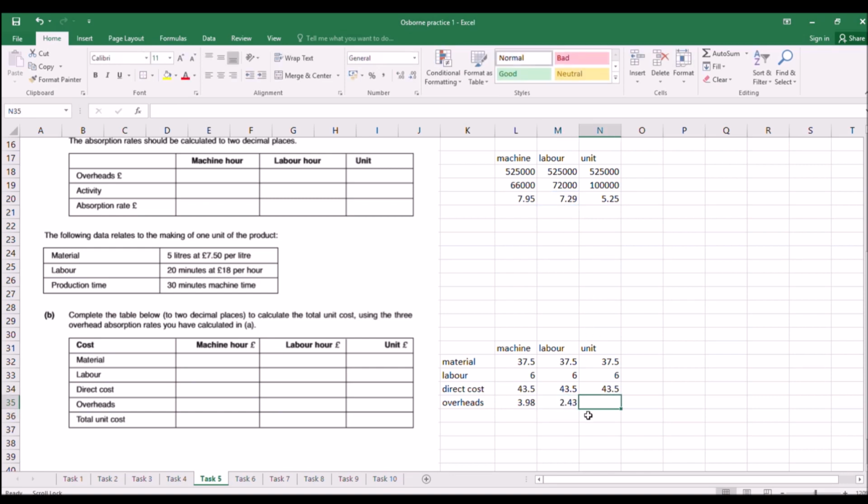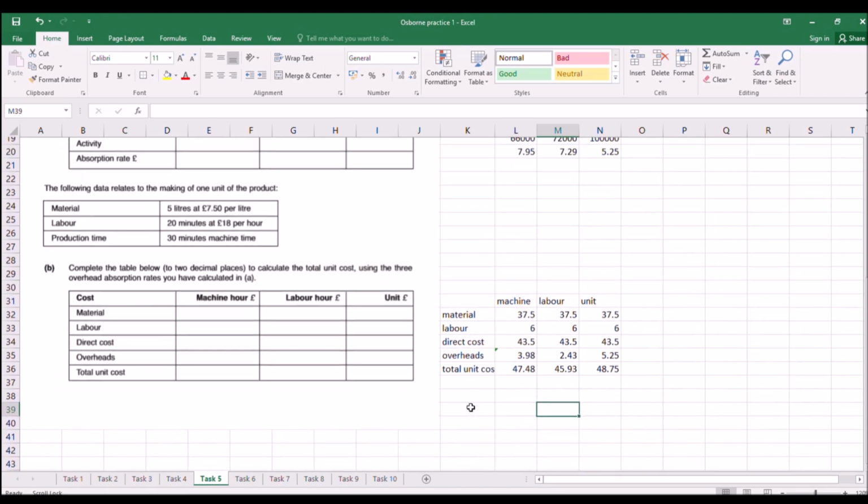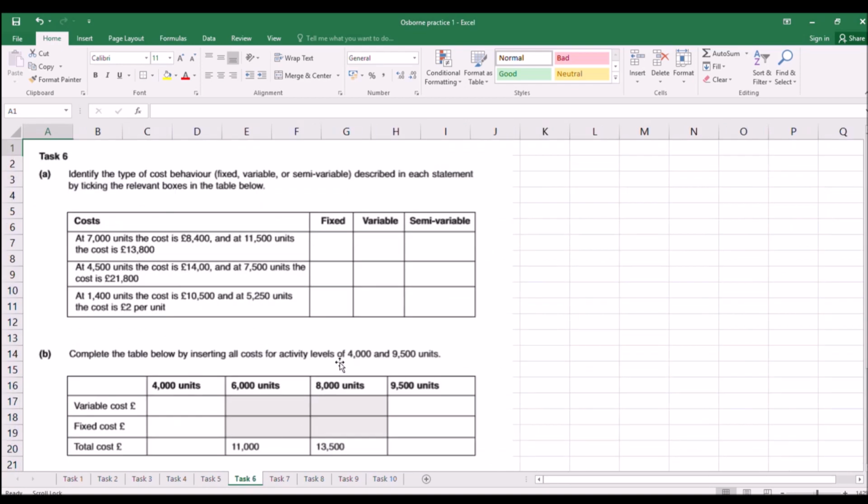Okay, for that. And then our units is just going to be there. We're producing 1 unit, so it'll be that. Okay. And then our total unit cost is our direct costs plus this overhead absorption. And there we are. Okay, so there's our answer for task 5. Right, let's do task 6.